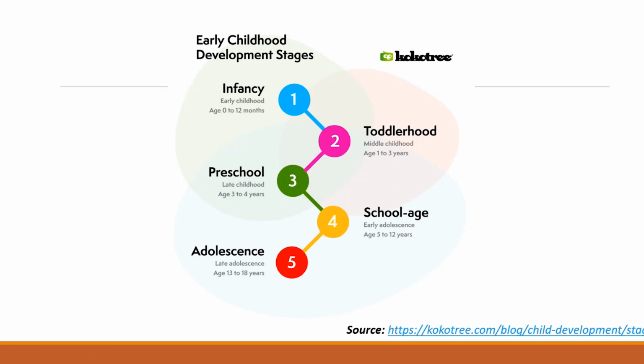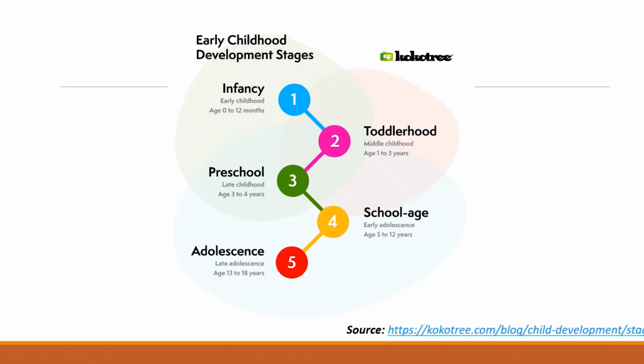When children become toddlers, this is what we call middle childhood, and it stems between the ages of 1 to 3 years old. From children being toddlers between 1 and 3 years old, they then move over to preschool, which is then late childhood. And during late childhood, these are the ages between 3 to 4 years old.